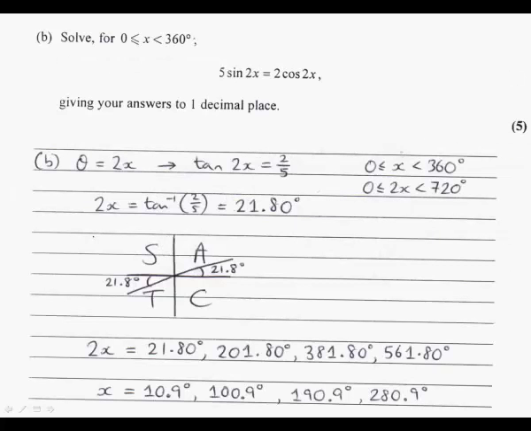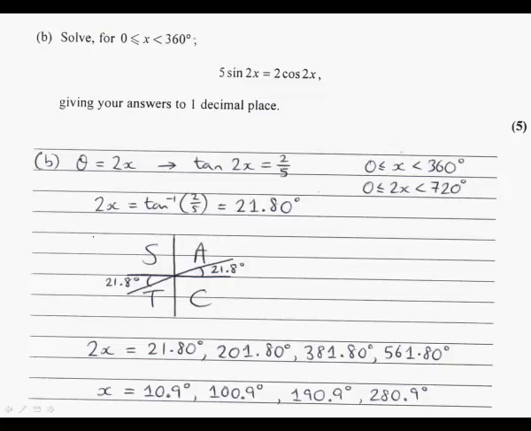In part B, we're asked to solve an equation between 0 and 360 degrees. 5 sin 2x equals 2 cos 2x. If we compare that with what we were asked to do in part A, we have that theta equals 2x, and that means that tan 2x is 2/5. Now, because x needs to be between 0 and 360, that also means that 2x will be between 0 and 720, and we're going to get 4 answers for the equation.